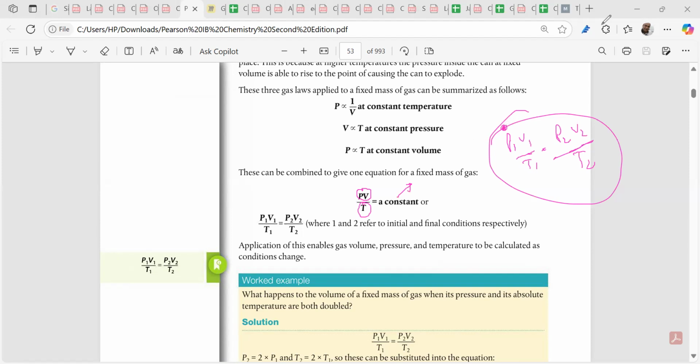So first, suppose we are changing the pressure from P1 to P2. Now suppose I'm changing the volume from V1 to V2. Understood? Now suppose I'm changing the temperature from T1 to T2, right? Clear? Understood?